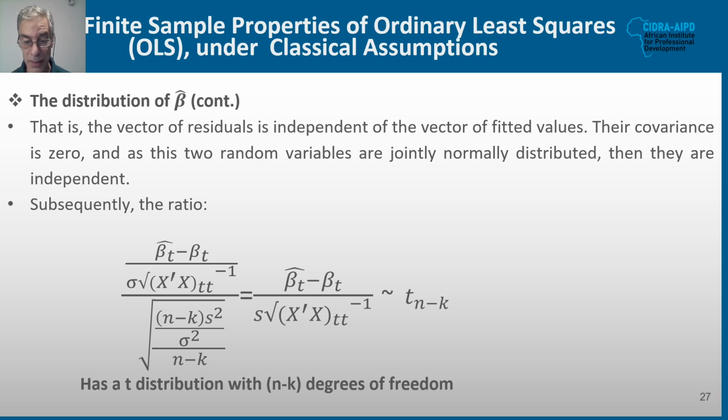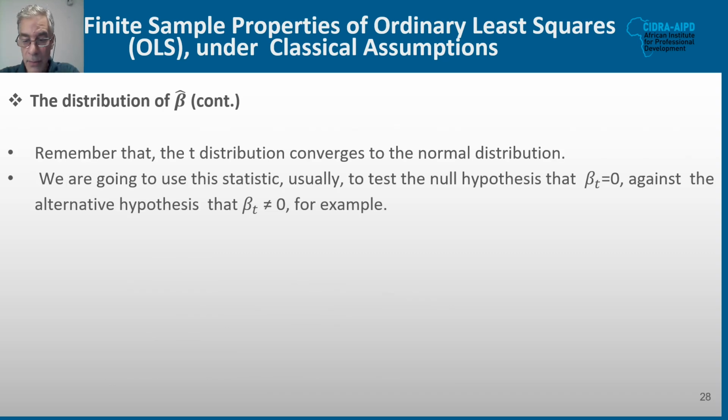Subsequently, the following ratio, that divides a standard normal variable by the square root of a chi-square distribution divided by its degrees of freedom, and both are independent, then this ratio, again, is distributed as a t distribution with n minus k degrees of freedom. Finally, remember that the t distribution converges to the normal distribution, and we are going to use this statistic usually to test the null hypothesis that beta t equals 0 against the alternative hypothesis that beta t is different from 0.